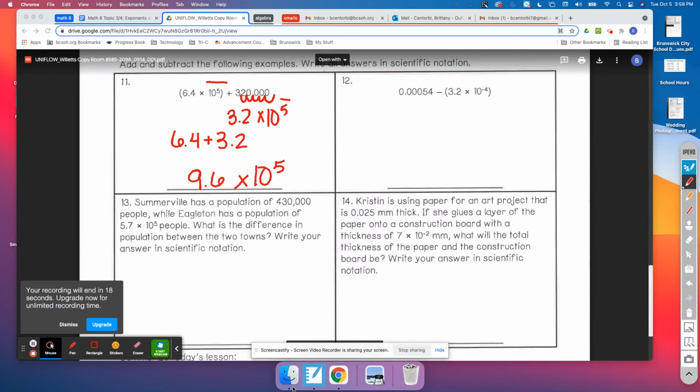And lastly, we've got number 13. Somerville has a population of 430,000 people, while Angleton has a population of 5.7 times 10 to the 5th people. What is the difference in population between the two towns? You're going to try that one on your own.